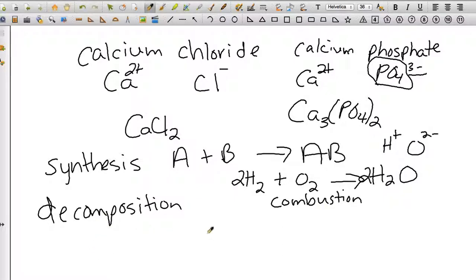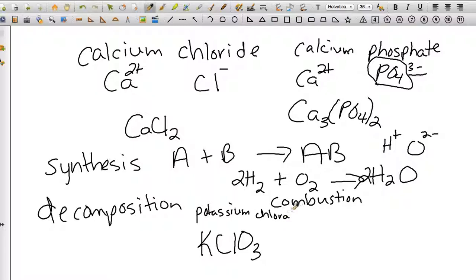Now let's look at decomposition. Decomposition could be something like, let's think of KClO3, okay, which is potassium chlorate.